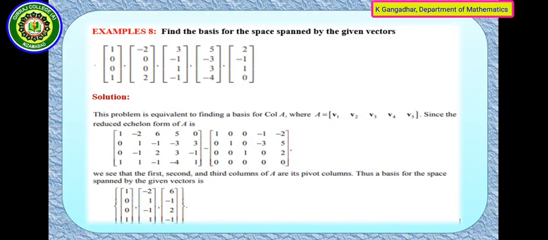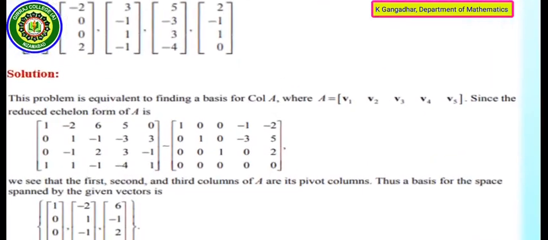So next problem, the same model, a similar model. Find the basis for the space spanned by the given vectors. Here 5 vectors are given. So these 5 vectors are reduced to upper triangular form. In the upper triangular form, the pivot columns form the basis set. So first the matrix A we write, and that matrix A is reduced to upper triangular form.